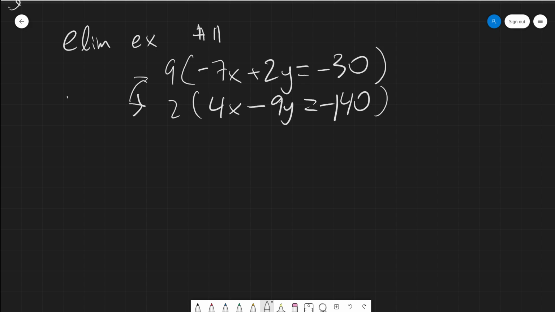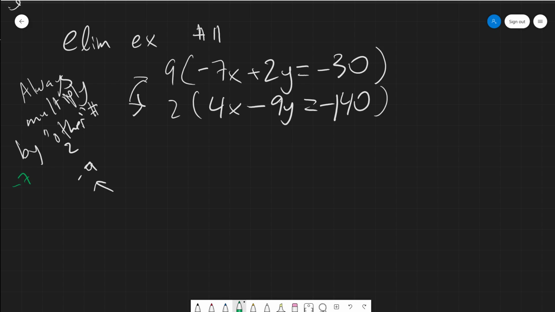If you have a number that both go into, like if I had 3 and 9, I could multiply by 3 and make them both 9s. But if I have numbers that don't go into each other, I don't really want to multiply by 4.5 to make them both 9s. So you can always just multiply by the other number. Here that's going to be the 2 and negative 9, or your 7, negative 7, and 4. These are your others. But that's in the explanation, right?